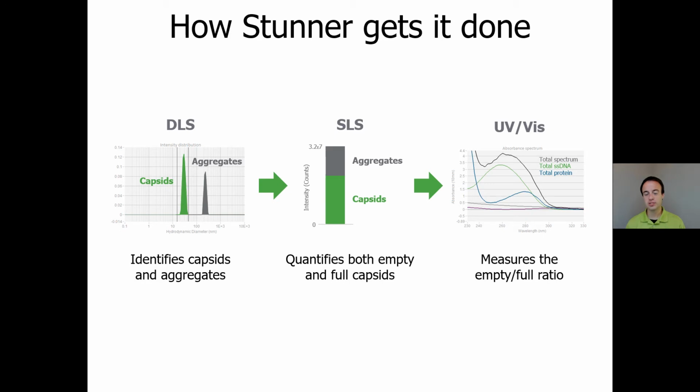What Stunner is doing is shown step by step here. First, DLS identifies the capsids, the aggregates, and how intense the signal is from each of those populations. In the middle, that info then helps you split up your SLS signal from a total into the amount just attributable to empty and full capsids combined. And finally, UV-Vis brings in that info about the empty full ratio plus protein and DNA totals to provide the last piece of the puzzle.